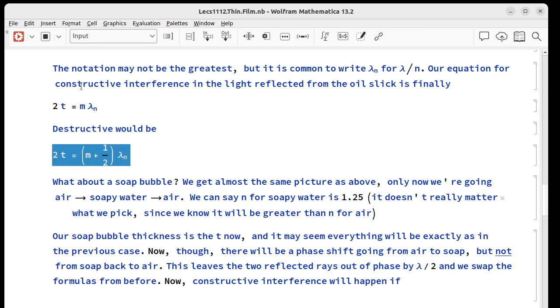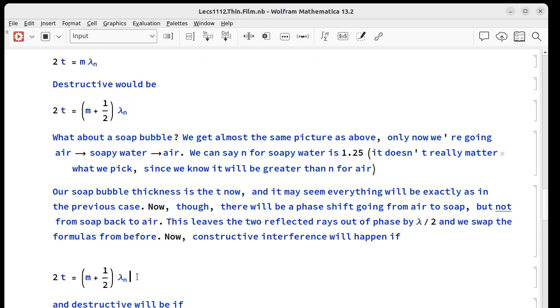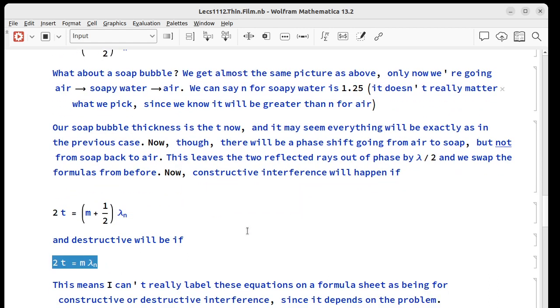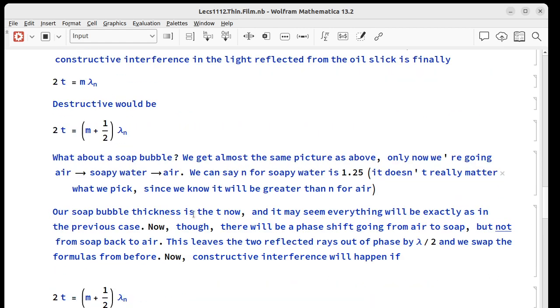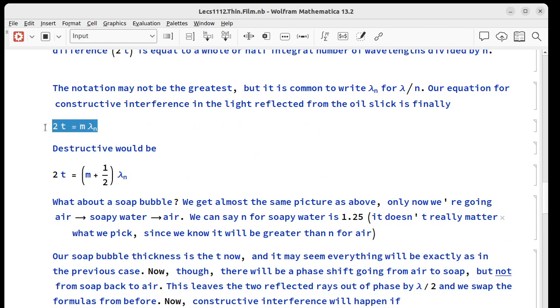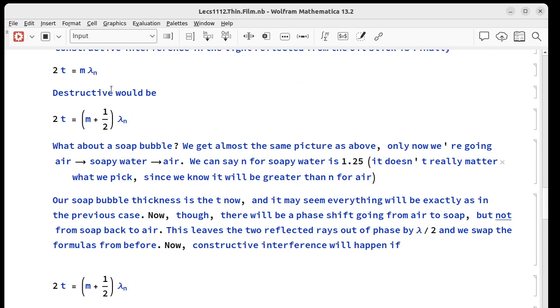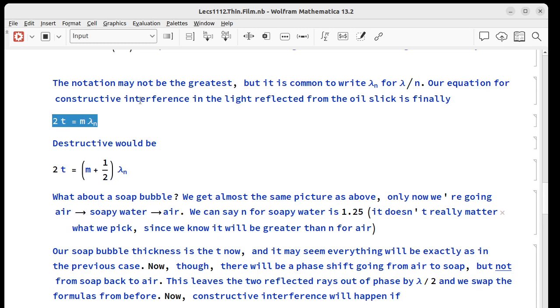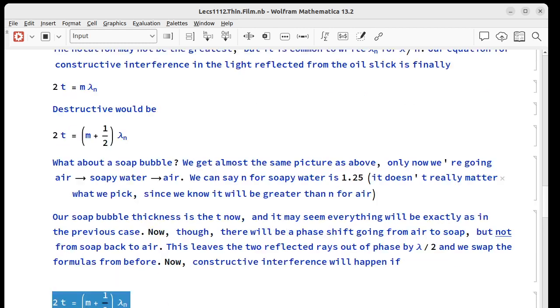If we have a half wavelength shift in one of them, that means now this is constructive and this is destructive. So on a test, on the formula sheet, I'm not going to be able to tell you, use this formula for constructive interference and this for destructive, because it doesn't know what the arrangement of layers will be. So this would be the case for constructive if you have air, oil, and water. This would be constructive if you have air, soap film, air.